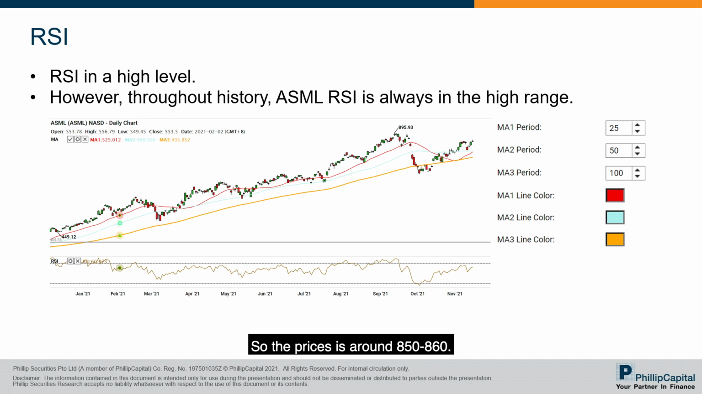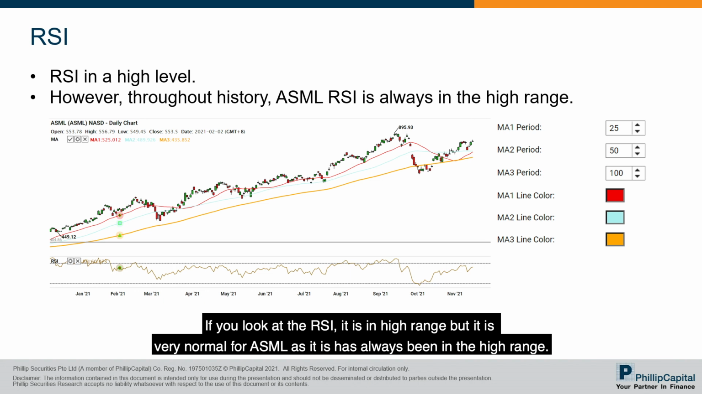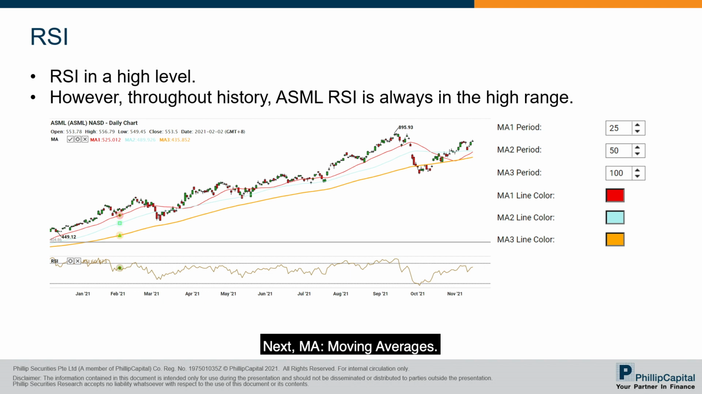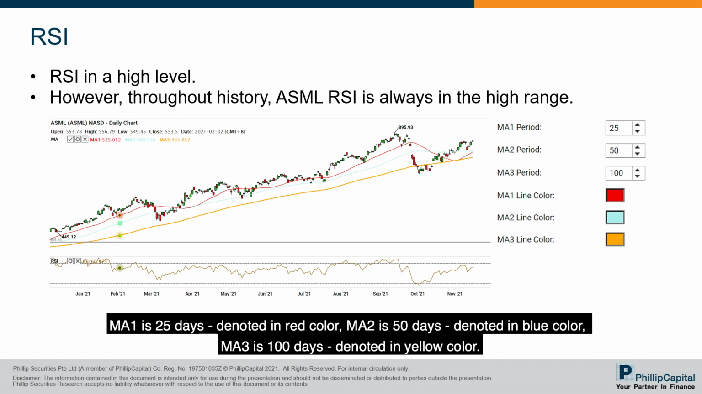right now. The price is around 850 or 860. If you see, the RSI is quite in the high range, but that is very normal for ASML because it has always been in the high range. The next thing I want us to see is the moving averages. MA1 is 25 days with the red color, MA2 is the 50-day moving average with a blue color, then MA3 is the 100-day moving average with a yellow color.